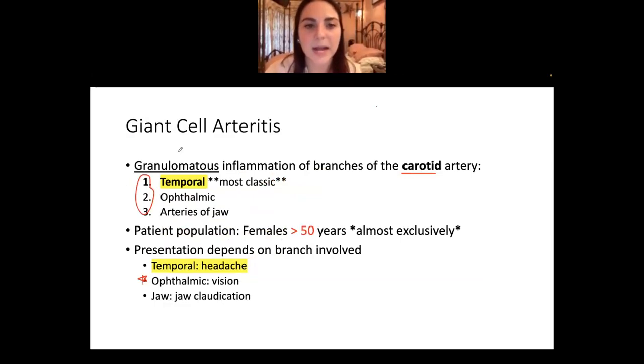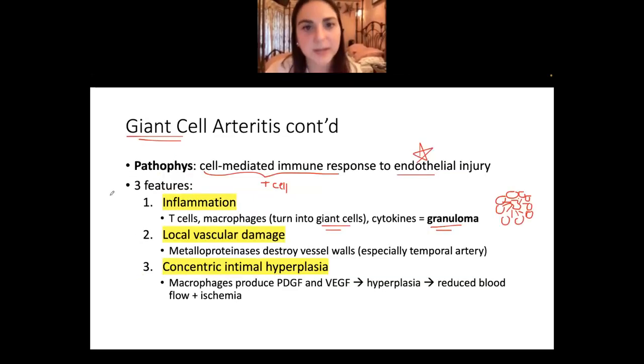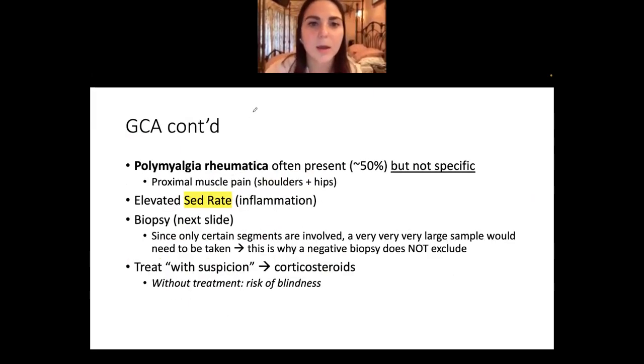But specifically, that's why we see this granulomatous inflammation. It's because the cells that are responding to it are just stressed and they're just freaking out. Other things, and this is some stuff that you can look for in prompts: polymyalgia rheumatica is often present, around 50%.